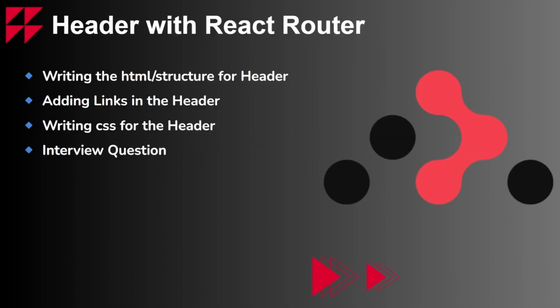Hello everyone, welcome back. So guys, in this video we are going to create a header using React router. Let's first of all understand what we are going to do in this video, and then we will move towards the code. First of all, we are going to write the HTML or structure code for our header. Then we are going to add links into our header. Then we will be writing CSS for the header, and then finally we will be looking at one important interview question.